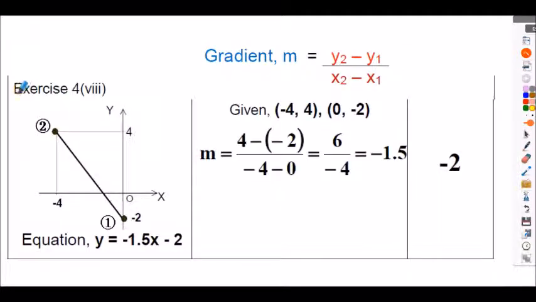And exercise 4, part 8 here. Graph is plotted on the left hand side. The m calculated here is -1.5 and the intercept is -2. So the equation of the line is y is equal to -1.5x minus 2.